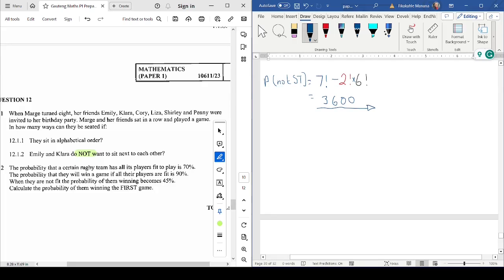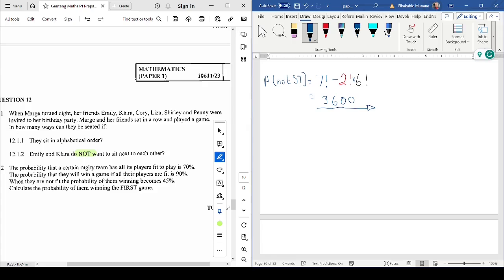This one says the probability that a certain rugby team has all its players fit to play is 70%. The probability that they will win a game if all their players are fit is 90%. When they are not fit, the probability of them winning becomes 45%. Calculate the probability of them winning the first game.